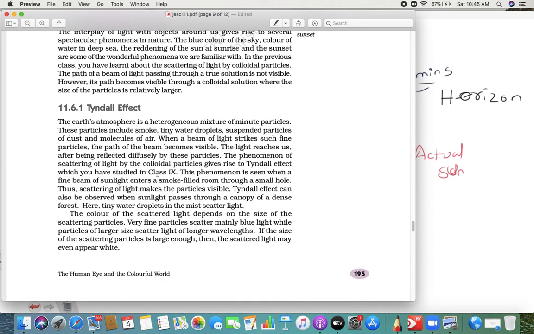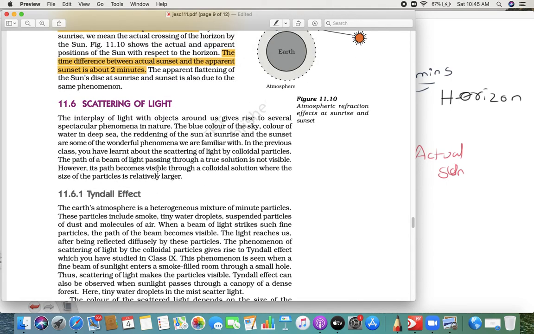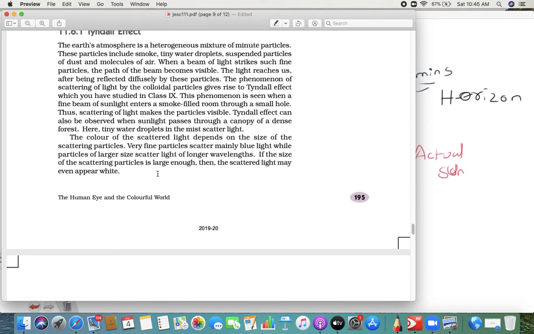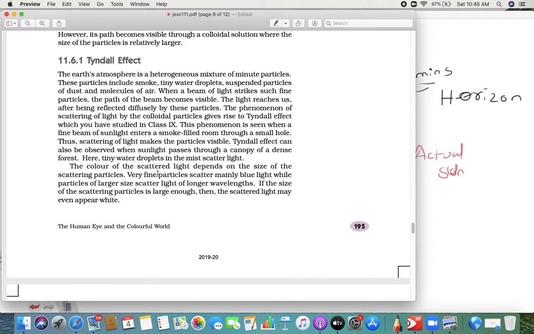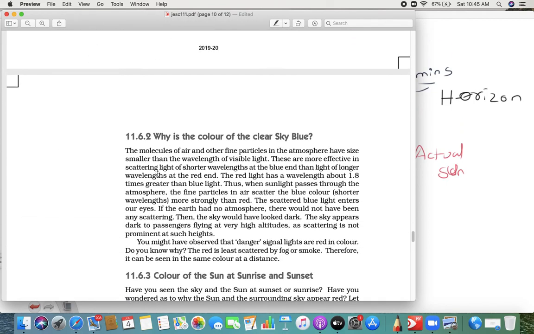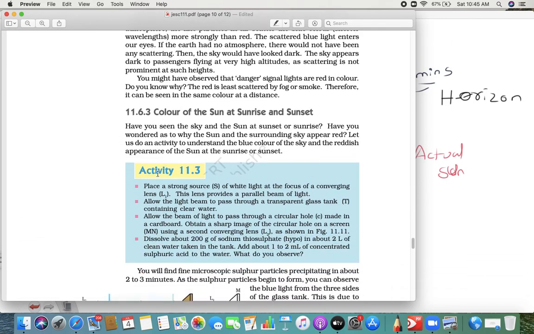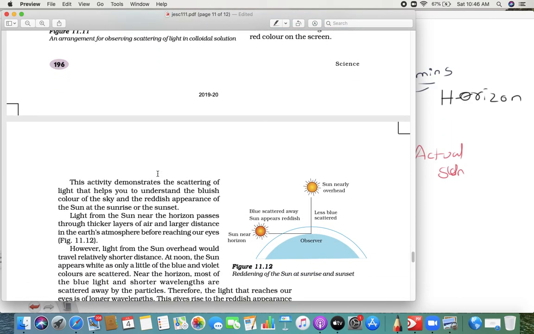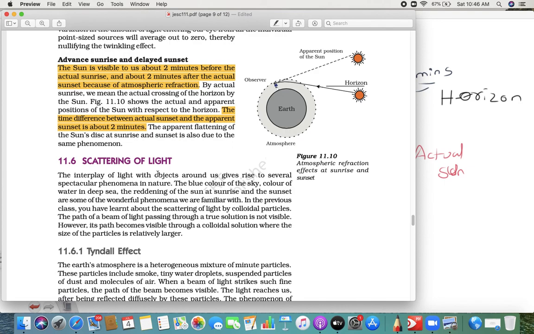Tomorrow we are going to see the scattering of light, a new topic. Based on scattering, this is the last phenomenon. Scattering helps you understand the Tyndall effect, why the sky looks blue in color, and the last part: you have noticed that the sun during sunrise and sunset looks a little different in color, like a reddish or orange shade, rather than yellow. So these are the other three topics we are going to see next.